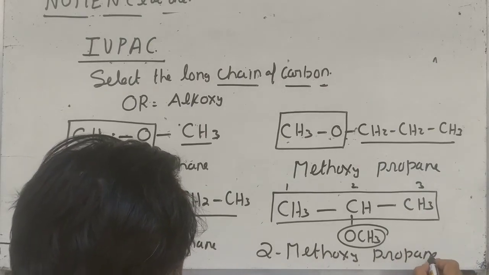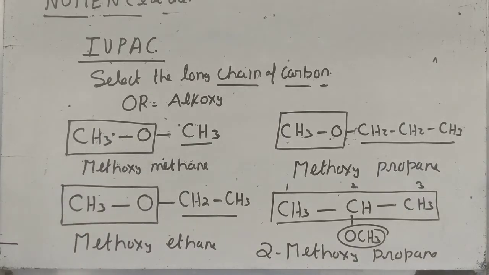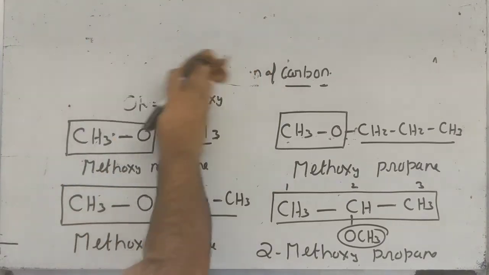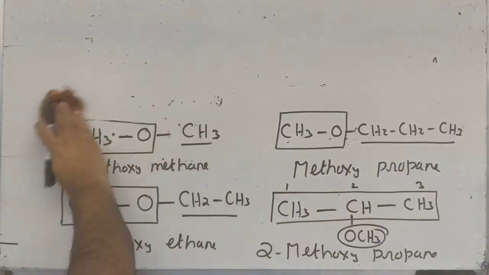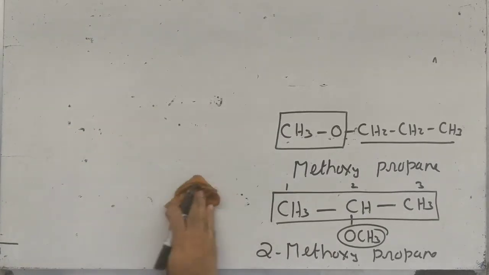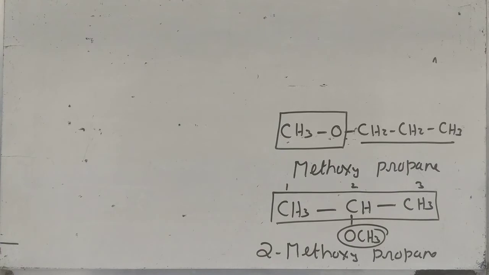2-methoxy propane. Let us see the next example. So it's named as a derivative of the long chain. The IUPAC name is alkoxy alkane. The OR group is given a prefix alkoxy.